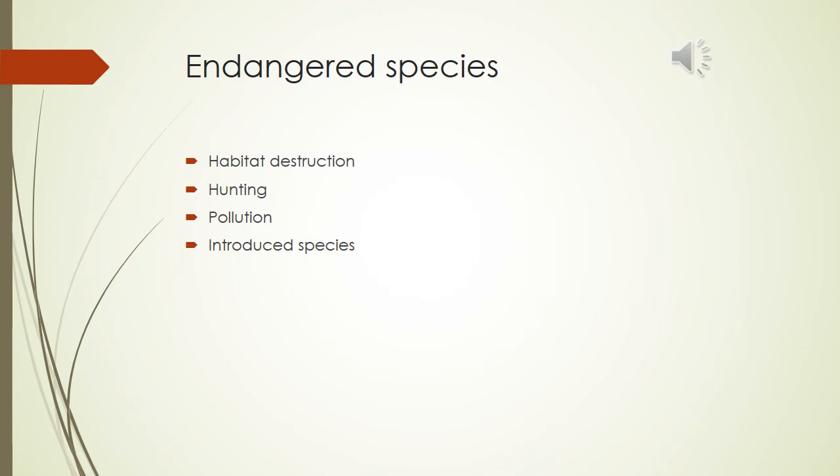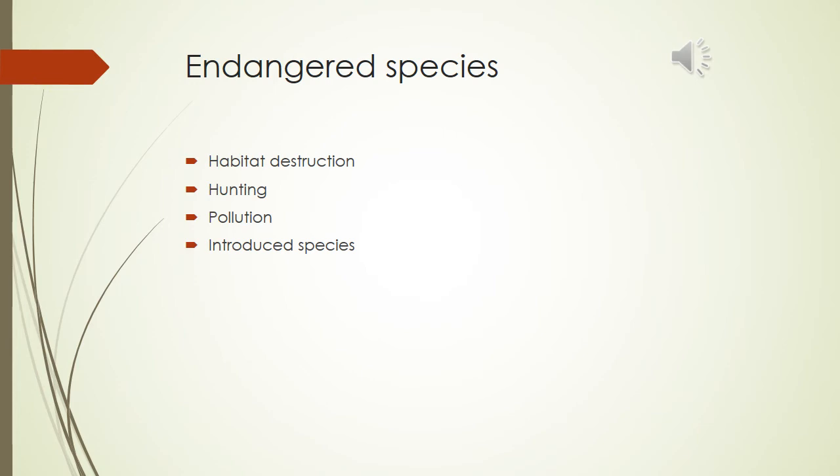A third thing is pollution. Some species are very sensitive to pollution, and if you pollute the environment they live in, that's going to damage them a lot. And the last is introduced species. For example, on many islands where there have never been any predators, if you introduce cats, that can mean a lot to the native birds living there because they have not evolved to deal with a threat like a cat.